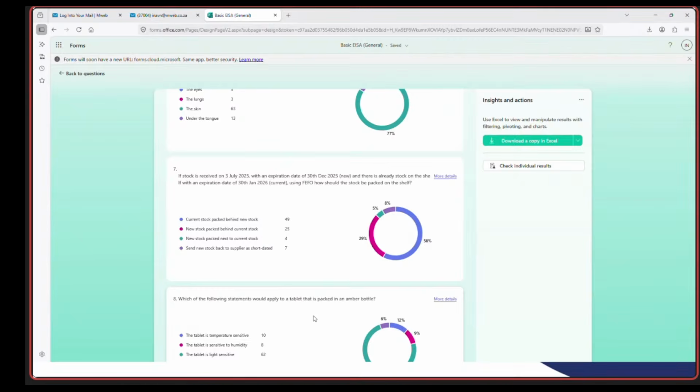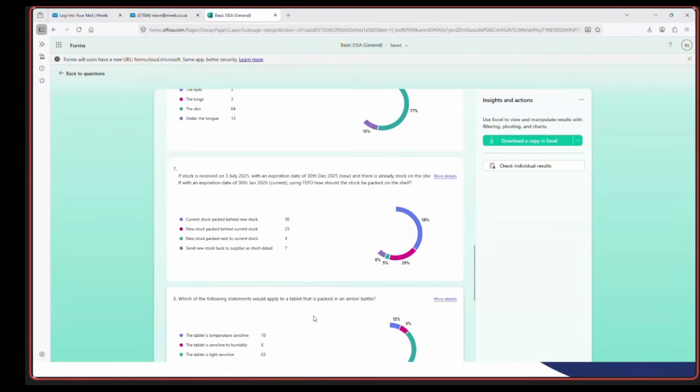So that's important. And then you must know what is FIFO. First expired, first out. So if you look at your new stock, it expires before your current stock on the shelf. So you will pack those new stock in front of your current because you want the first expired, first out. So you look at your answers, you will see first one, current stock are packed behind the new stock.